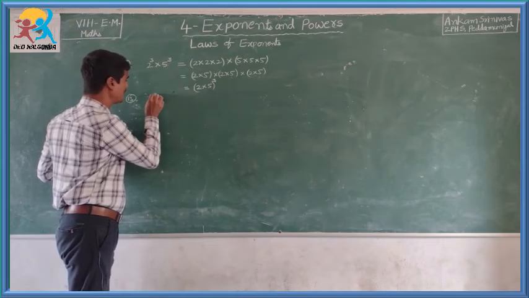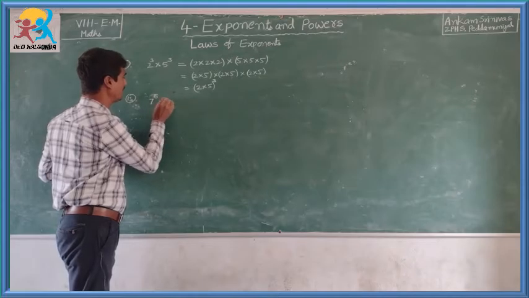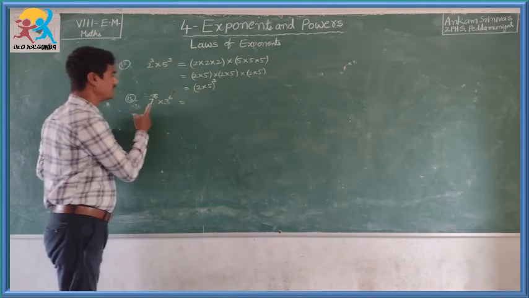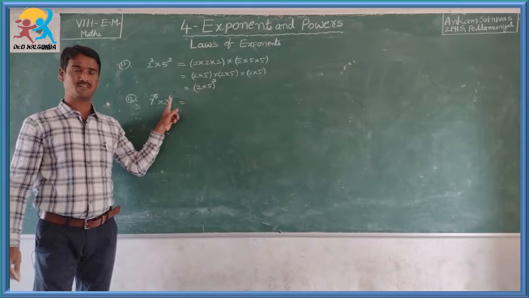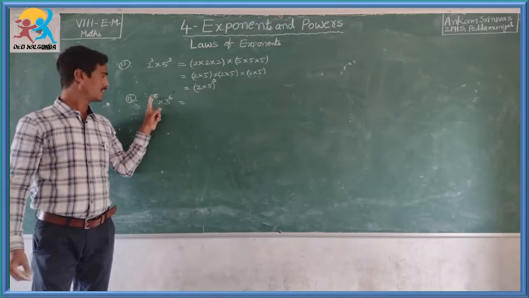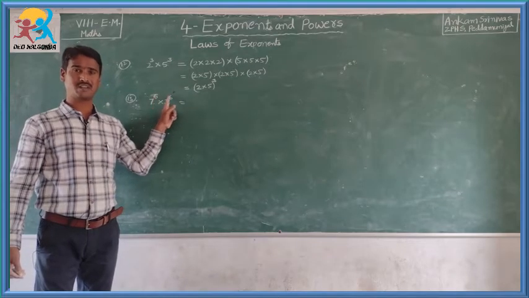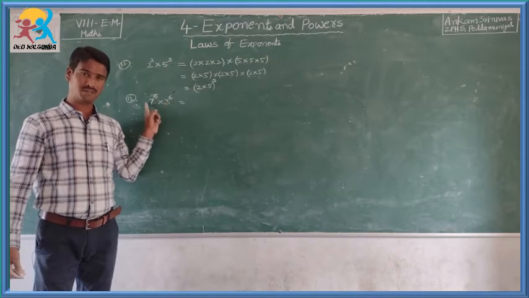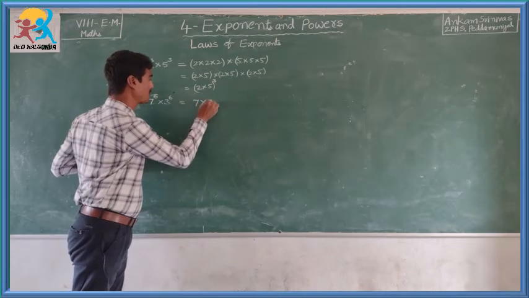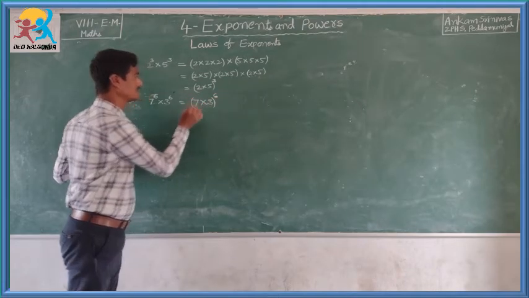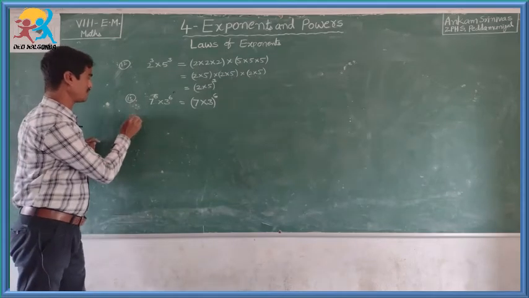Suppose 7 power 6 into 3 power 6. Here I have taken two powers, 7 power 6 and 3 to the power of 6. What is the exponent in both powers? In this it is 6, here also 6. When the exponents are equal, to multiply the powers, we have to multiply the bases. 7 into 3 whole power 6. Is it clear? Then here one more problem.